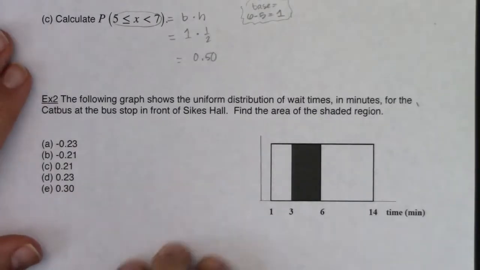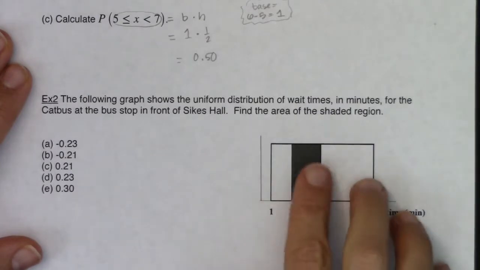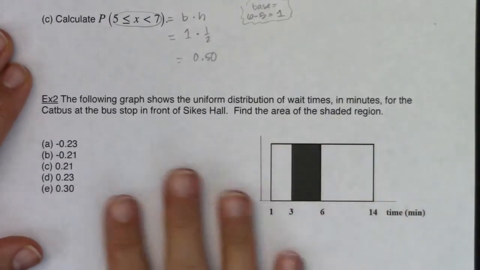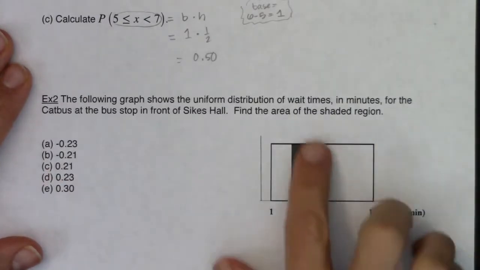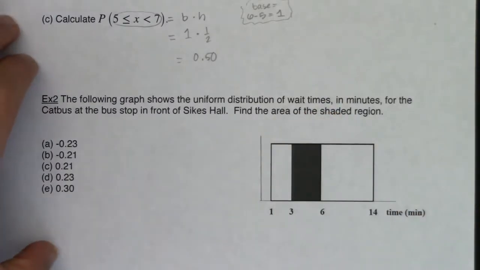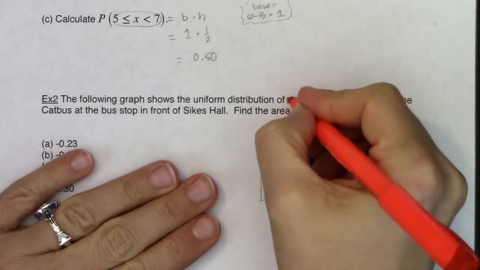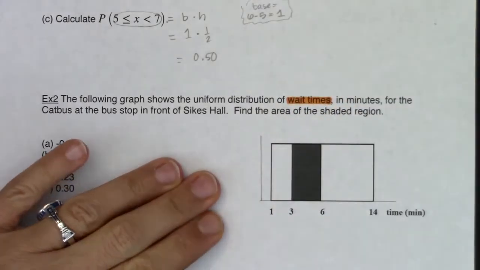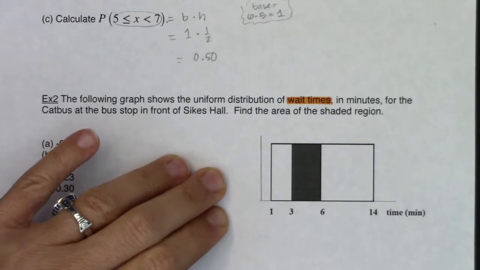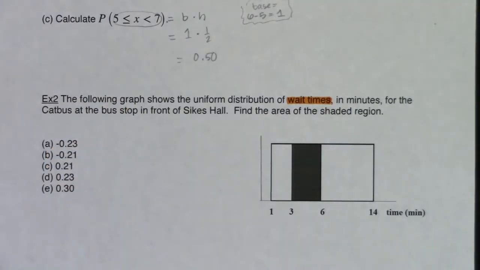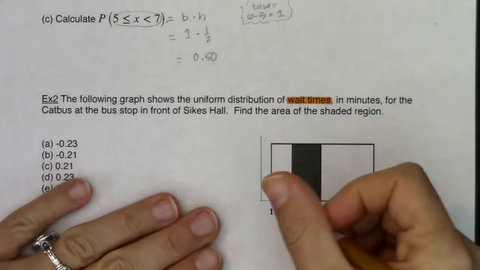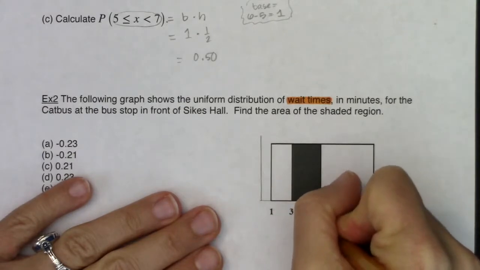All right, so we got some CAT bus, Sykes Hall, this must be at a university. All right, find the area of the shaded region. So let's unpack this, right? So if I look, my variable is wait times. I see my units as minutes. All right, so here's my variable, right? It's time, it's continuous numerical, okay? I've got a uniform distribution. First of all, I can see the rectangle, and second of all, it actually says uniform distribution. But let me go do this, so I'll put the wait times here.